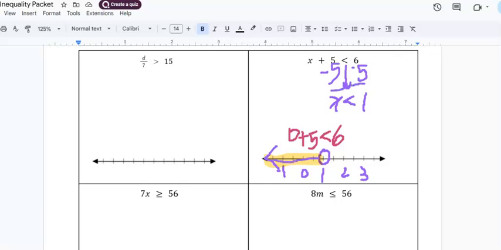So this is called the solution: x is less than 1. And this is called the graph. So there is an example of how to do it. I will just get you started with this one down here.